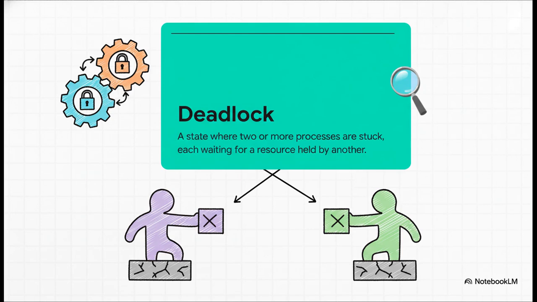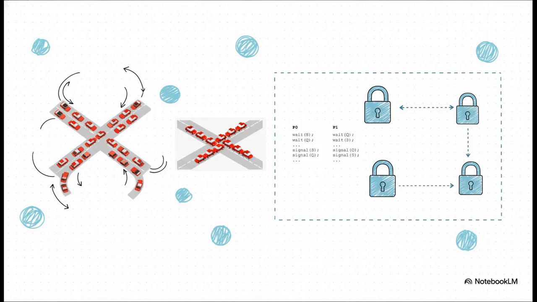First up is deadlock. This is a real classic. It's a kind of deadly embrace where 2 or more processes just grind to a halt because each one is waiting for a resource that the other one is holding. Nobody can move, it's a complete standstill. And this traffic gridlock is just a perfect way to picture the problem.